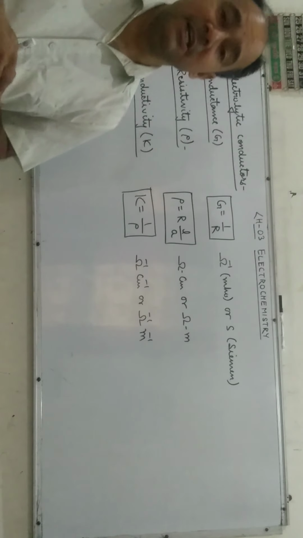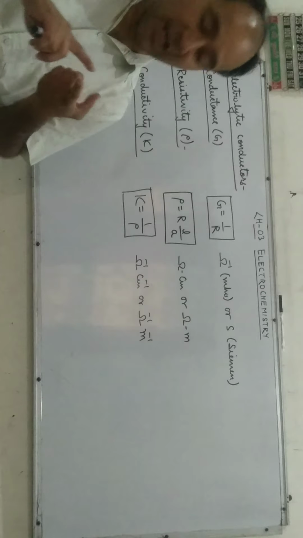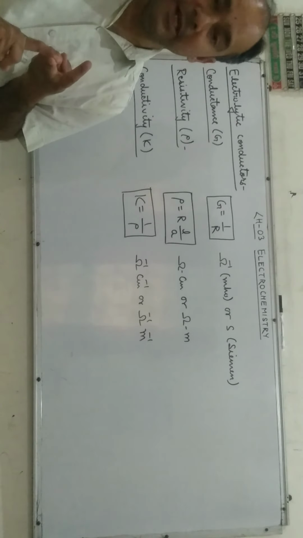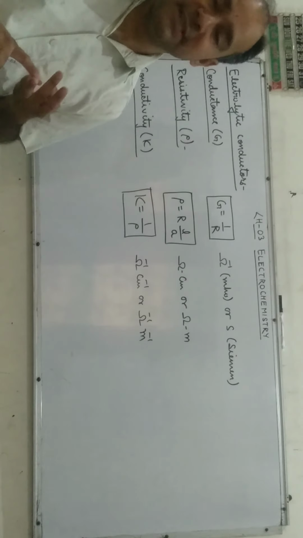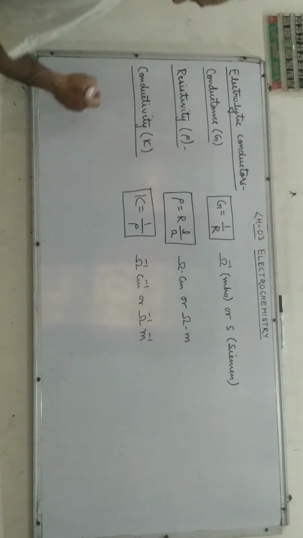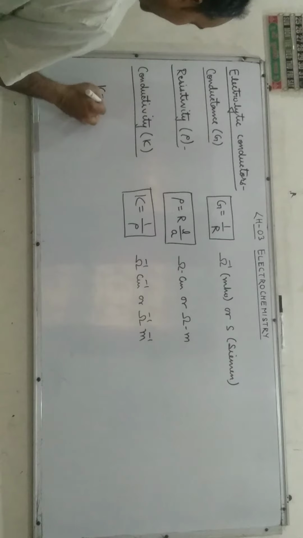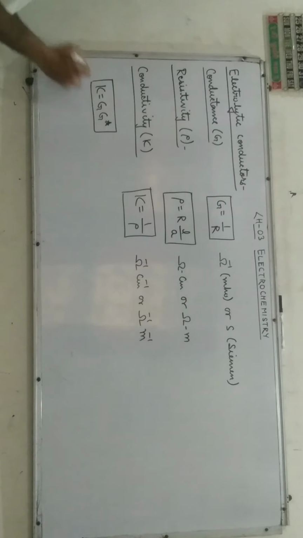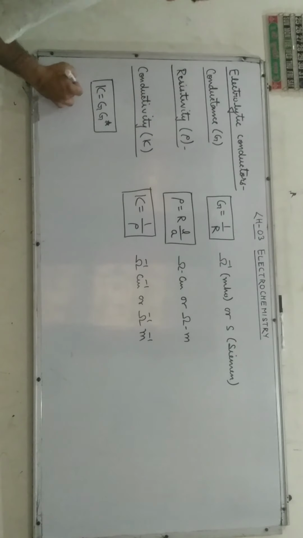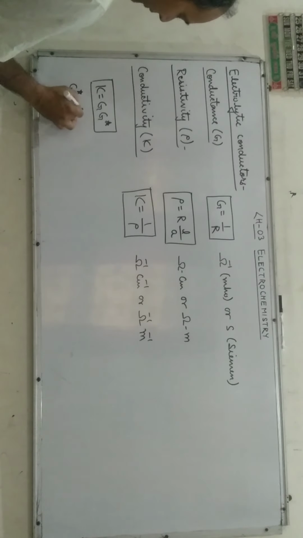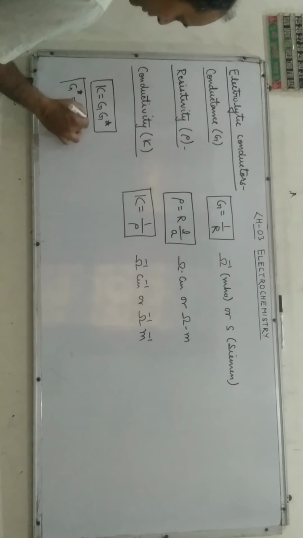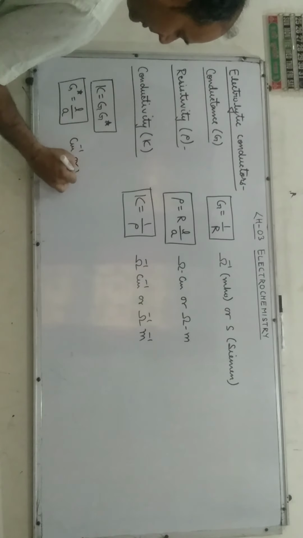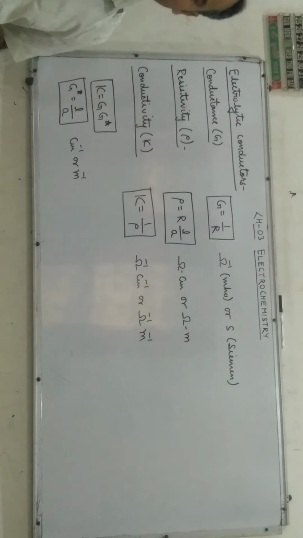Now let us discuss the relationship between the conductivity, that is kappa, conductance, that is G, and cell constant G star. There is a relationship between the conductivity, conductance and cell constant. It is kappa is equal to G into G star. Here G star is a cell constant which can be calculated with the help of formula L upon A. Here L is the length of conductor and A is the area of cross section. Unit is centimeter inverse or meter inverse.